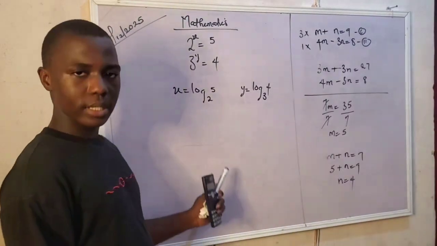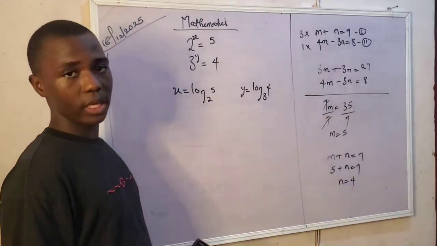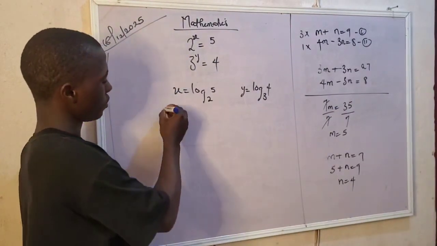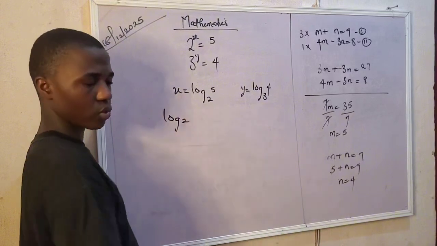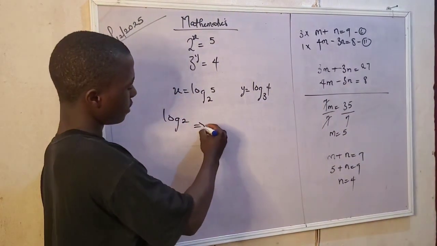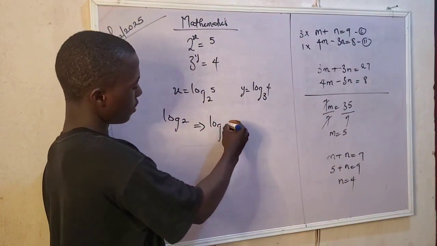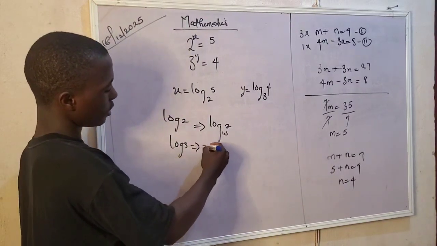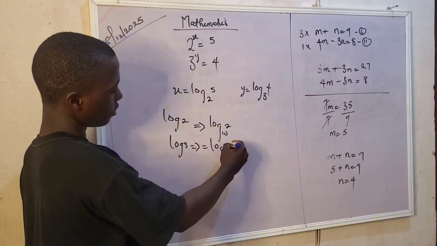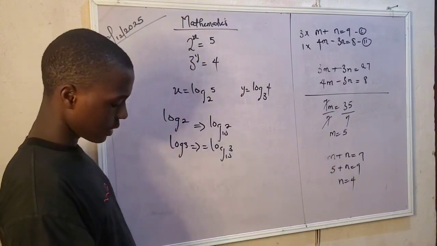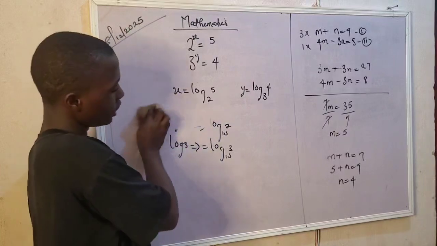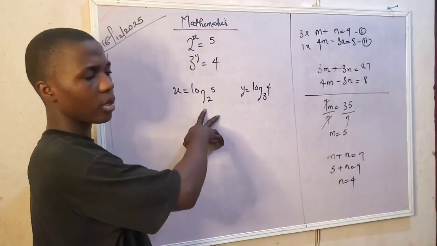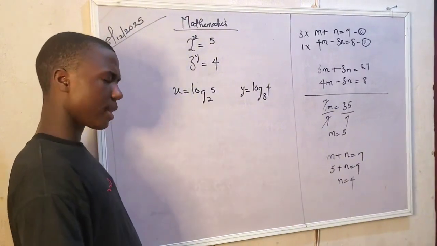Note that every logarithm is in the base of 10. So assuming we're given something like find the value of log 2, note that this is the same as log base 10 of 2. Find the value of log 3, this is also written as log base 10 of 3. So what I am saying in essence is that we have to change the base so that we can work with it. So I apply the idea of change of base.